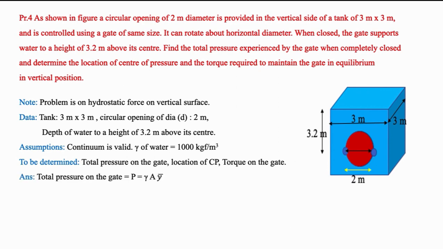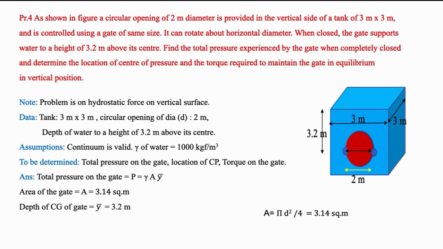Total pressure on the gate, P is equal to gamma into A into Y bar. A is equal to pi d square by 4, 3.14 square meters. Depth of center of gravity, Y bar 3.2 meters. P is equal to total hydrostatic force on the gate, 10,048 kilogram force.